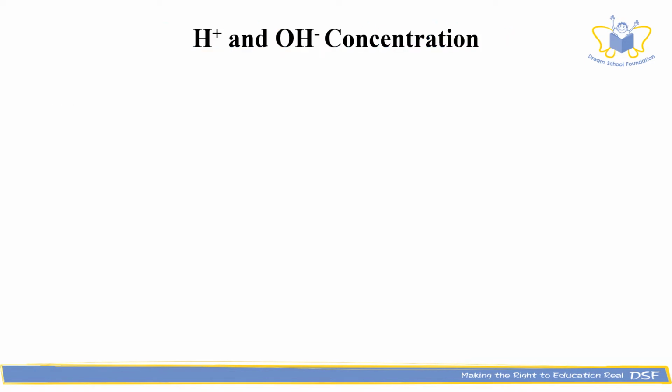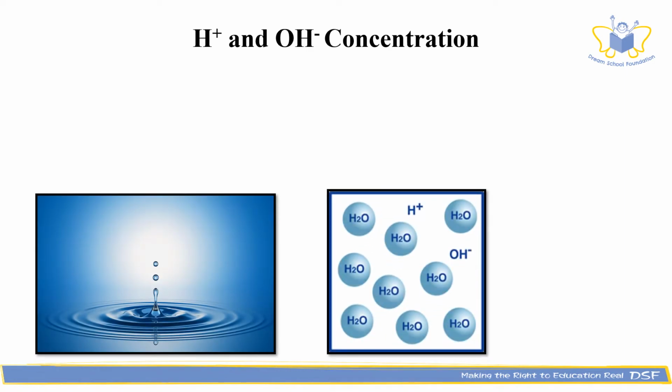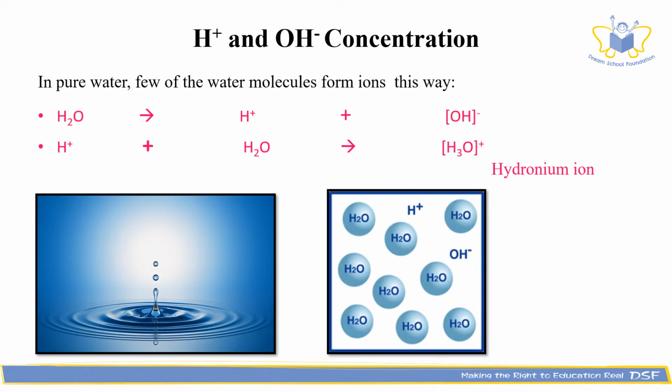H plus and OH minus concentration. We know that a water molecule is two atoms of hydrogen and one oxygen atom bonded together with covalent bonds. If we take a liter of water, most of the water molecules are like this. But a few water molecules, because the molecules are in motion and keep bumping into each other, break up as H plus and OH minus ions, and this H plus ion actually sticks to another water molecule, and this is called a hydronium ion and has an overall positive charge.